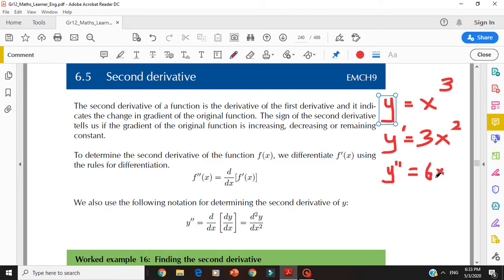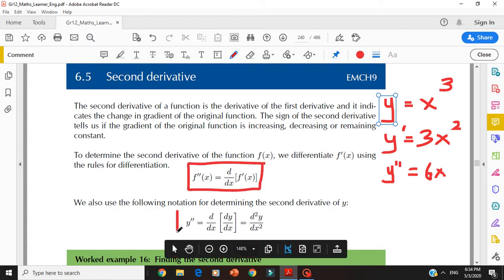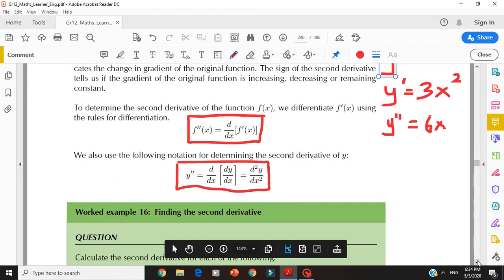3 times 2 is 6, 2 minus 1 is 1, so 6x is my answer. So the second derivative of any function is the derivative of the first derivative, right? And this indicates the change in gradient of the original function. This is the general form that defines a second order derivative, and these are some of the notations used: d by dx of dy by dx, or d squared y over dx squared. If you notice that, please remember that means double derivative.